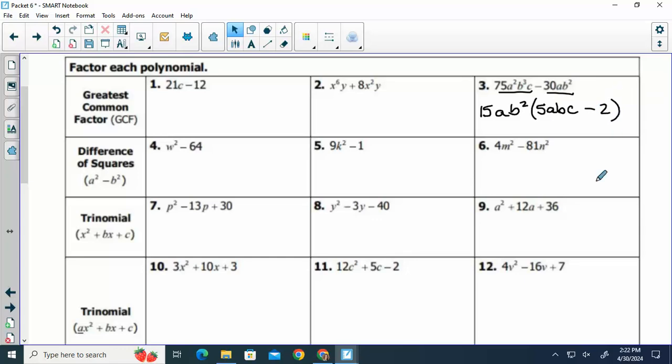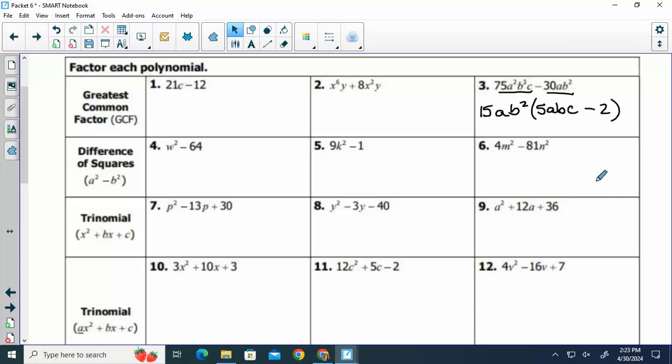If you take out everything, what do we call it? Or what do you have left if you pull out everything? Like if I had taken out the 30AB squared, what would I put there? 1. So if you take out everything, make sure you put a 1 in its placeholder.